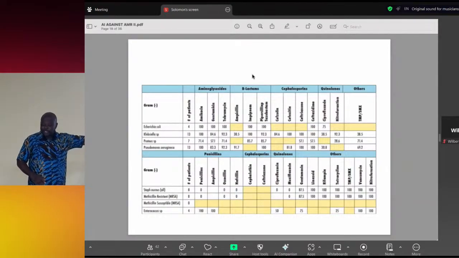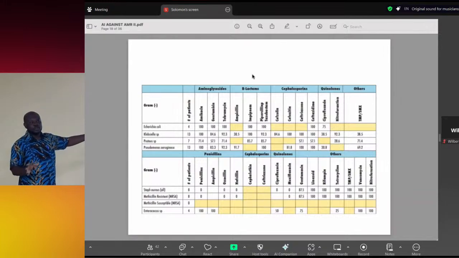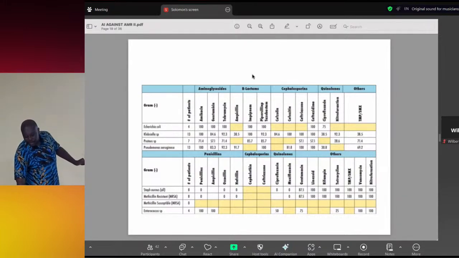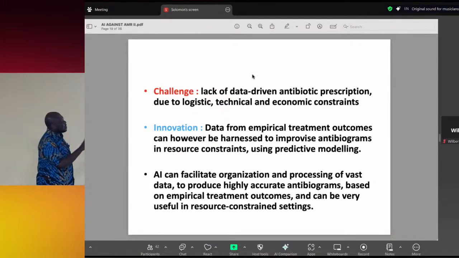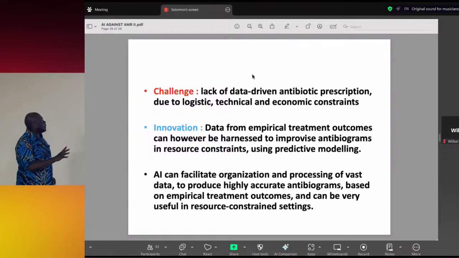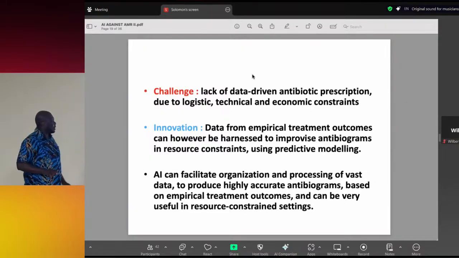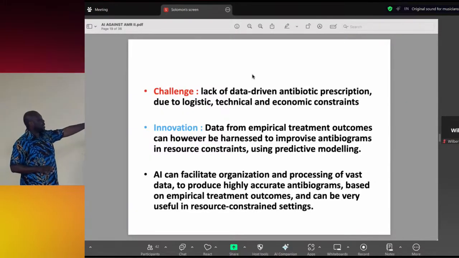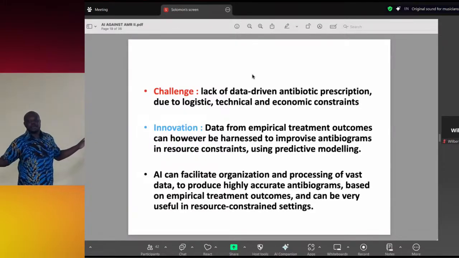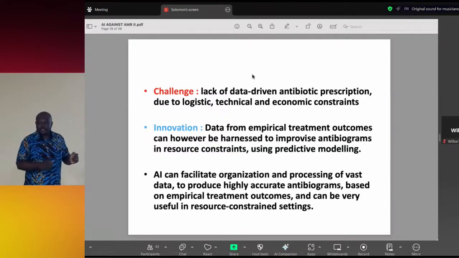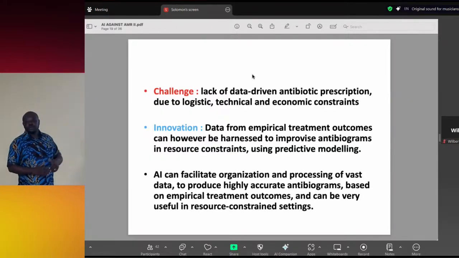handling structured data like tabular data and all these two-way interrelationships, we can do a lot with AI to help the situation. So the challenge here is lack of data-driven antibiotic prescription, from what I've said, due to logistic, technical, and economic constraints. And the innovation is that data from empirical treatment outcomes, treatment that was done for patients without labs, can be used to improvise this antibiogram in resource-constrained areas like us, and we can use predictive modeling algorithms to be able to make meaningful prescriptions.